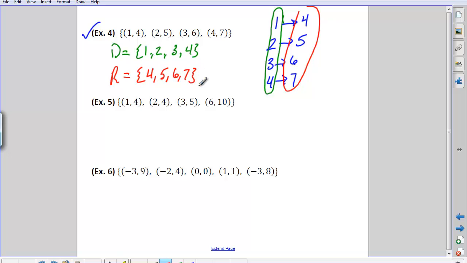You can also just look at the ordered pairs. Notice all the X values, 1, 2, 3, and 4. Those are our domain. And then the Y values for our range, 4, 5, 6, 7. So you could also get those straight from there.